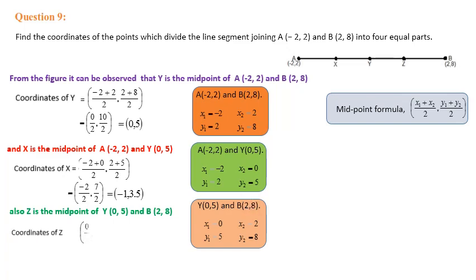Substitute into the midpoint formula. Coordinates of Z are (x1 plus x2) by 2, that is 0 plus 2 by 2, and (y1 plus y2) by 2, that is 5 plus 8 by 2. 0 plus 2 is 2, by 2 is 1. 5 plus 8 is 13, by 2 is 6.5. That is the coordinates of Z.